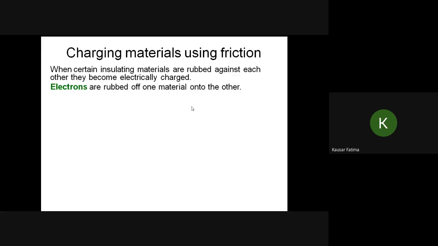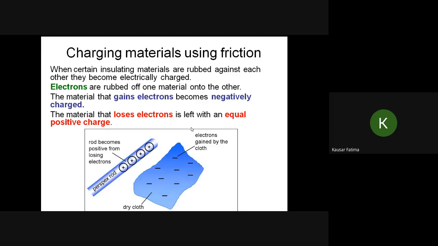But when an insulator is rubbed with another insulator, transfer of electrons takes place, and both insulators gain charge. The material that gains electrons becomes negatively charged, and the one that loses electrons becomes positively charged. Here is a diagram, and there is a rod shown, which may be made of perspex, rubbed with the cloth. There are positive signs shown, meaning these atoms have lost their electrons. These electrons have been transferred to the cloth, so the cloth has become negatively charged on gaining those electrons.